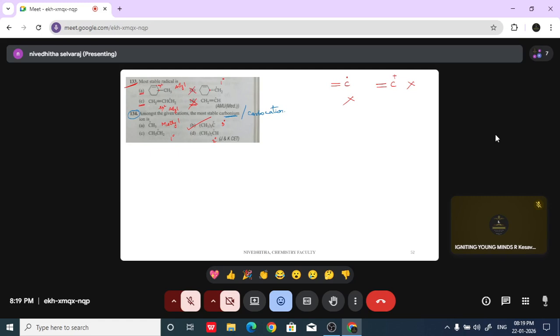Between the first and third one, we have to decide which is the most stable free radical. Both are allyl. How can we do that? Could you please tell me which is primary, secondary, and tertiary? We know both are allyl, but within allyl itself, we can tell primary, secondary, and tertiary. Ma'am, how do we find that A and C are allyl?